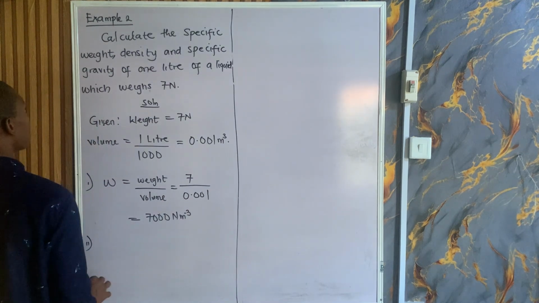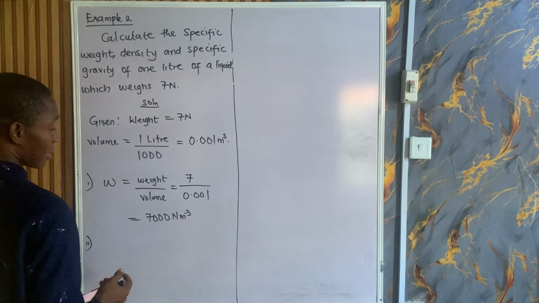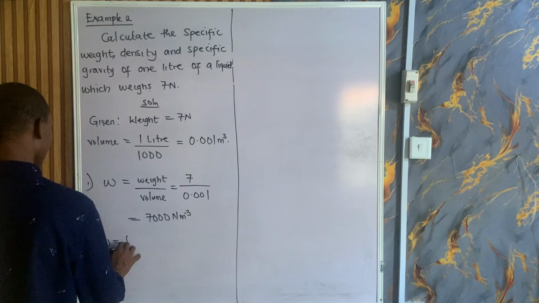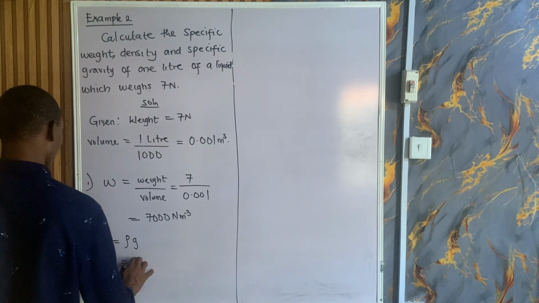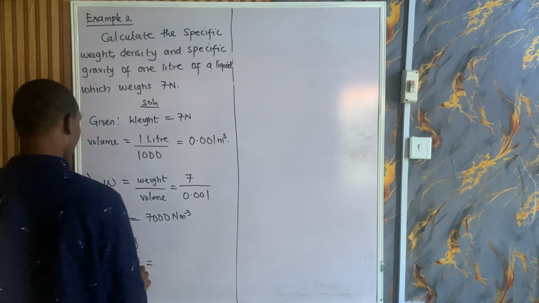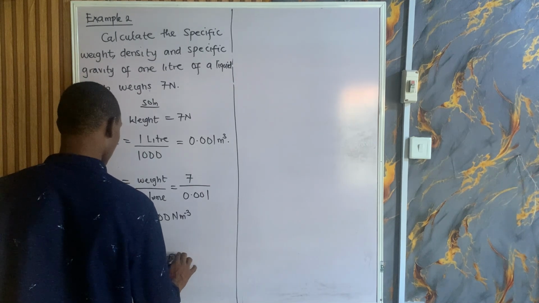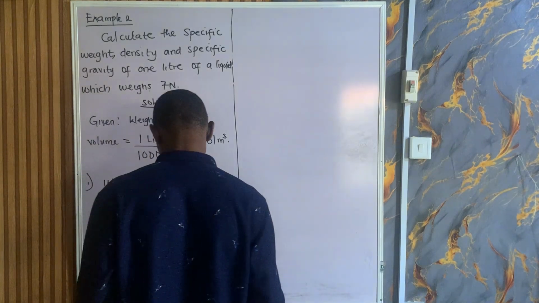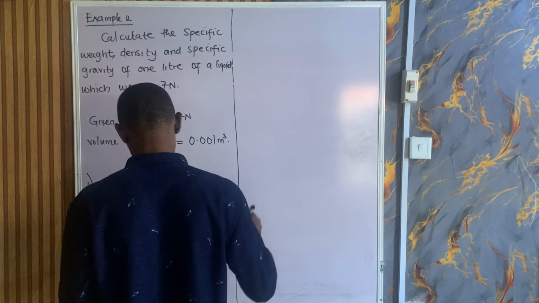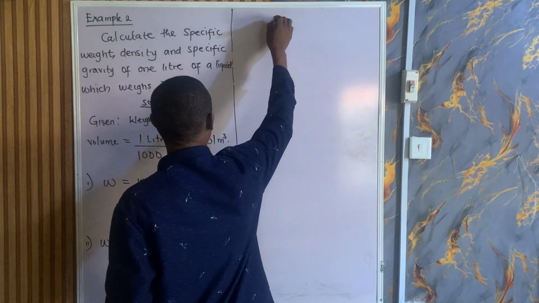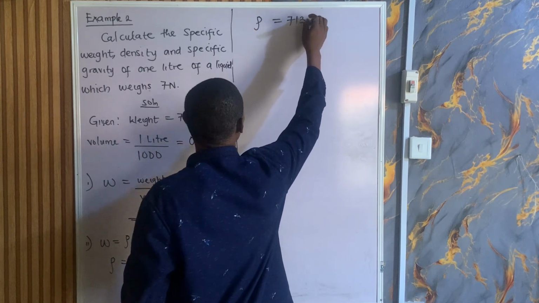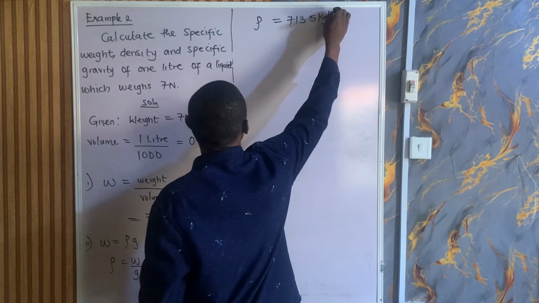The next thing here is the density. Since we have the specific weight, we can say specific weight is density times gravity. Then we can say density is specific weight over gravity. Specific weight is 7,000 and gravity is 9.81. So the density is 713.5 kilogram per meter cube.